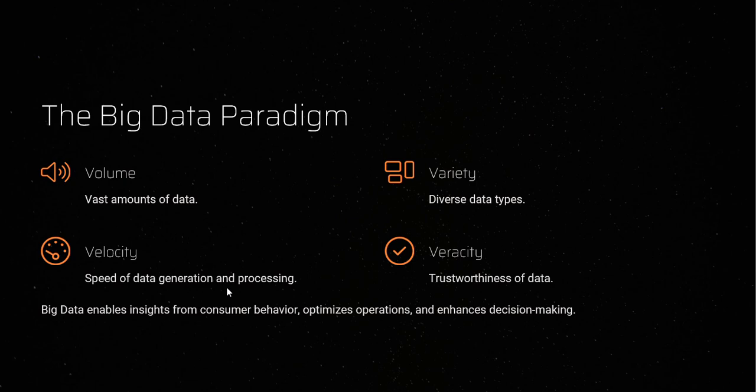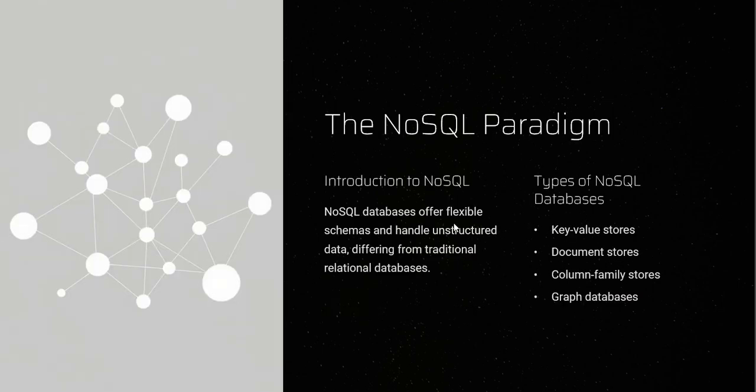Volume is the massive amount of data. Velocity is the speed at which the data is generated. Variety means different types, like text, audio, logs, videos, etc. Veracity is used to ensure that data is reliable. Big data is used to understand consumer behavior, track trends, and improve business strategies.